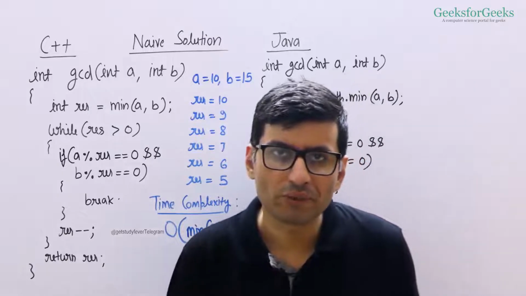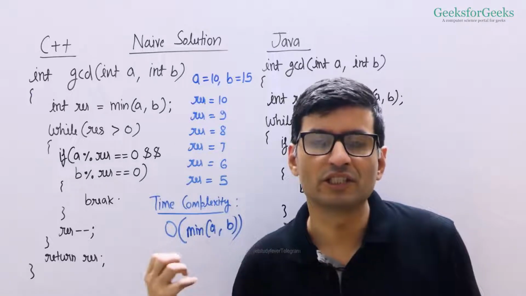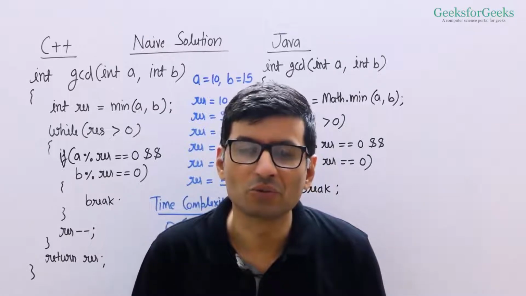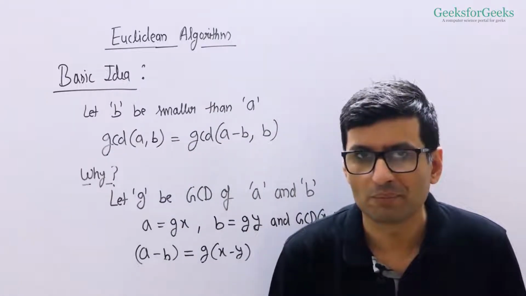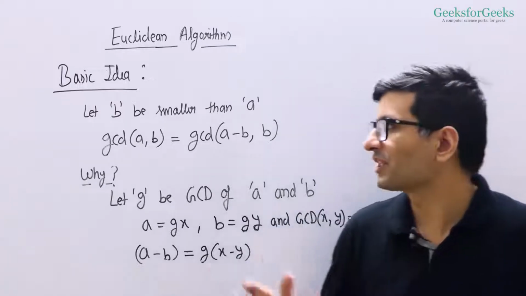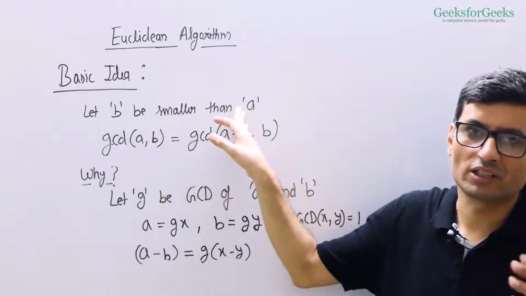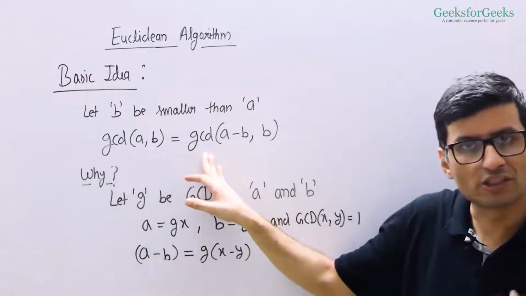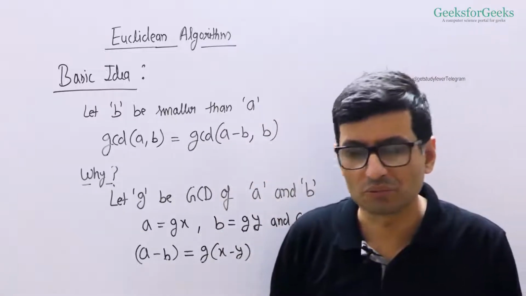Now please pause this video and try to think of any solution which can find GCD in better time complexity. There is a standard algorithm called the Euclidean algorithm. We are going to talk about this algorithm now. Let us first get the basic idea behind the Euclidean algorithm. The algorithm is based on the claim that if b is smaller than our other input number a, then GCD of a, b can be written as GCD of a minus b comma b. Let's now see how this claim is true.